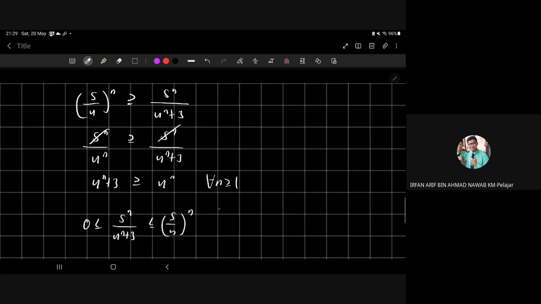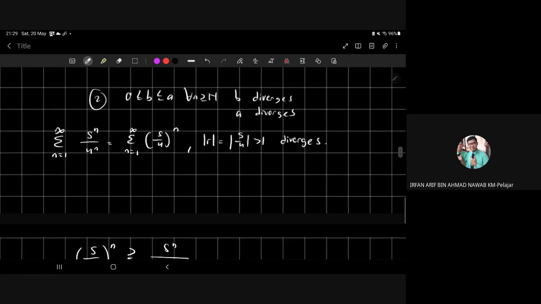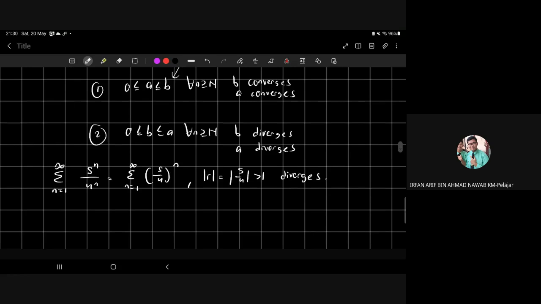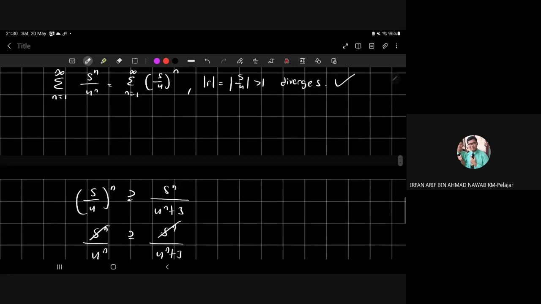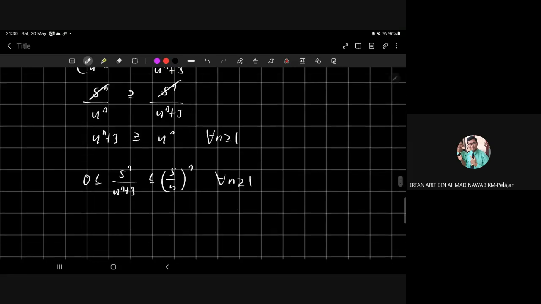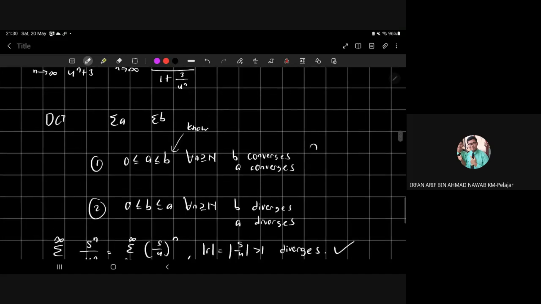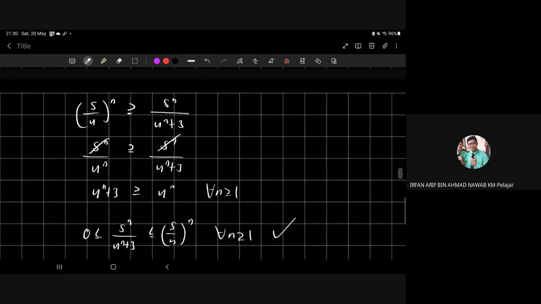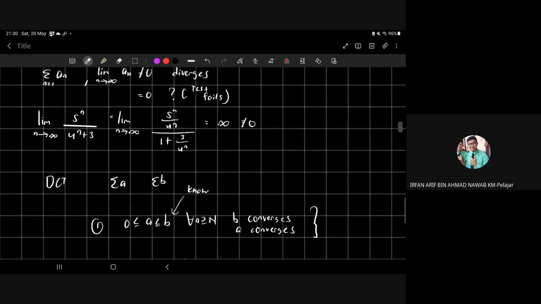But the question is, does this work? Does this work for the direct comparison test as we go back here? It says that B is our known series, which is 5 over 4 to the power of n, and it has to converge. But here we know it diverges, and the inequality is in this form, which is our first inequality based on the test here. Unfortunately, our known series doesn't converge, it diverges. So, well, it fails. We can't do anything about it.